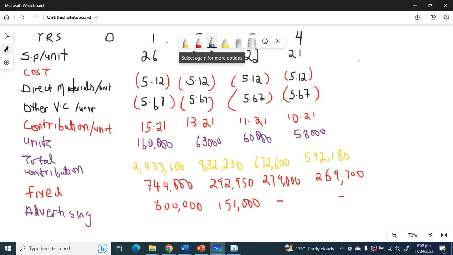So now we deduct, all right? We start with year one, 2,433,600 minus open bracket 744,000 plus 600,000, close brackets. All right, like this.